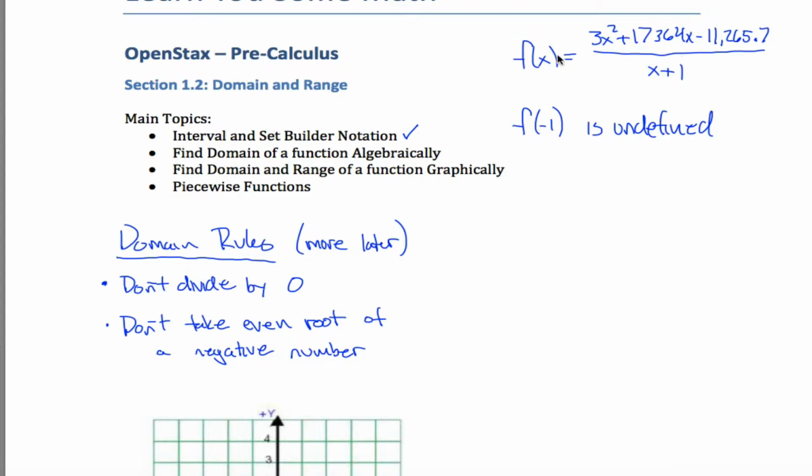Like, okay, I see why negative 1 would go wrong, but how can you be so sure that nothing else would go wrong? And that comes back to this list here of my domain rules. I only have 2 of them right now. I don't see any even roots in the problem, so I don't got to worry about this one. So all that can go wrong would be I divide by 0.